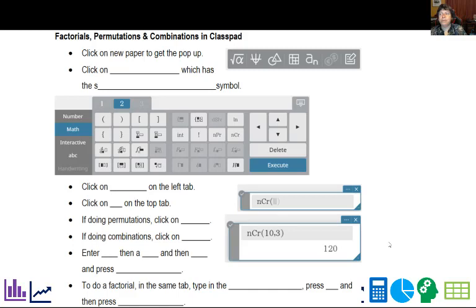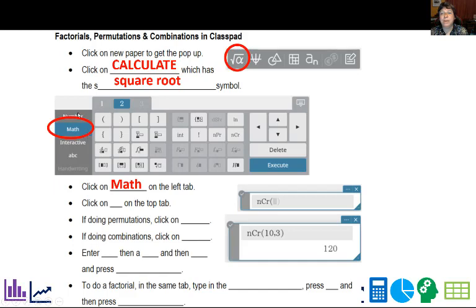It's free if you're doing the basic operations. They charge you for this extra tab right there. Anything that's grayed out, they charge for. All right, so click on a new paper to get the pop-up like we've done before. And then you're going to click on Calculate, which has this square root symbol here. All right. Then you're going to click on the Math tab on the left.